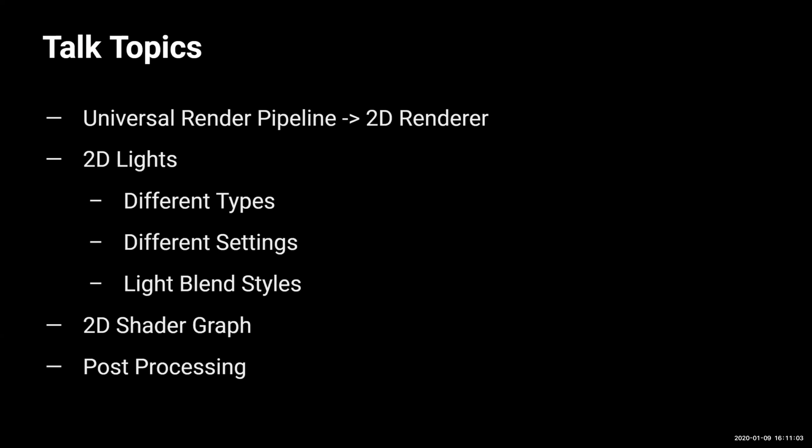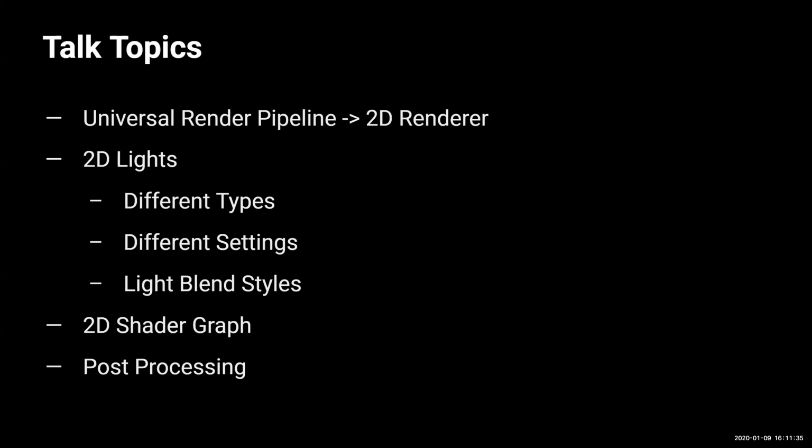So I've got a range of different talk topics to look at. The first one is the Universal Render Pipeline and how this has a 2D renderer integrated and set up, which you need to enable to be able to use a lot of new 2D graphics tools. I'll show a little bit of how these things are set up, but we have lots of information on blogs and videos about the Universal Render Pipeline in general. And this session is going to specifically look at the 2D renderer.